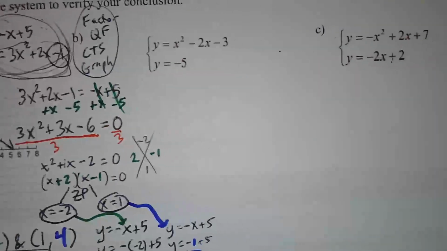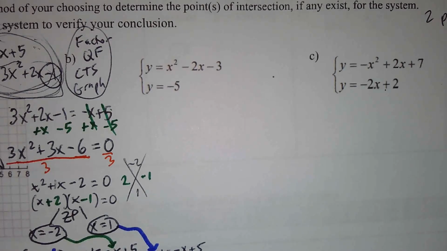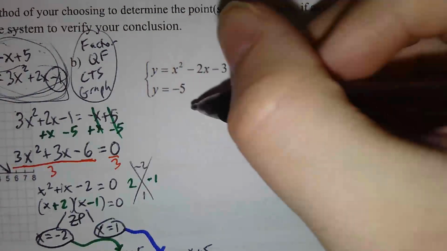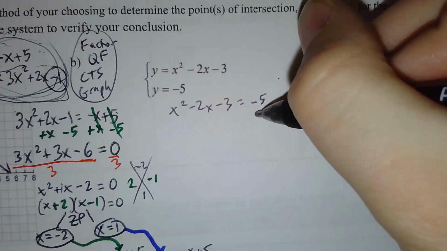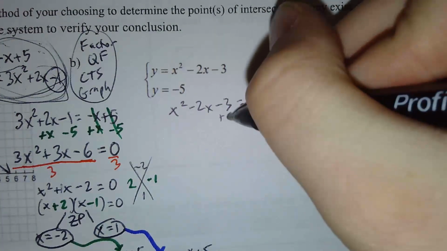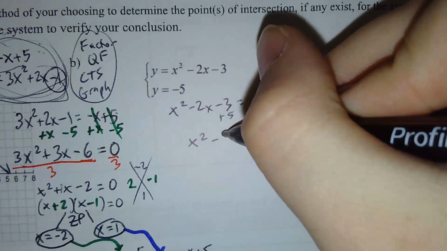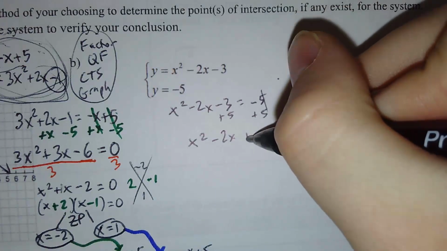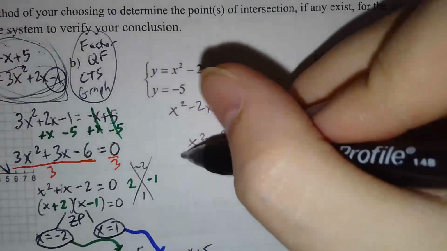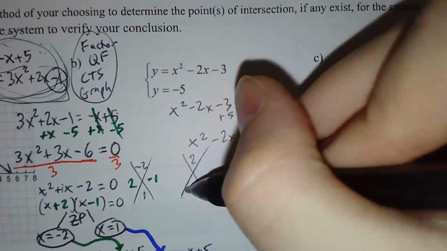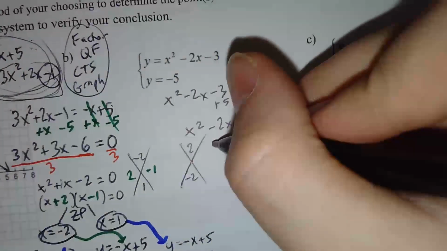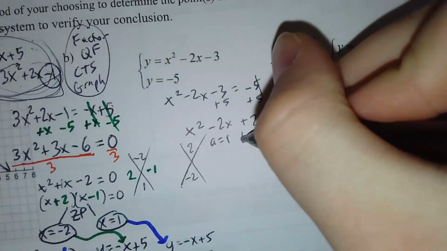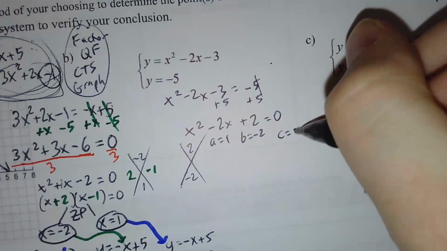Okay, the next problem is going to be problem 3b. For this one, I'm going to set them equal to each other. We have x squared minus 2x minus 3 equals -5. I will add 5 so that it's equal to 0. That gives me x squared minus 2x plus 2 equals 0. If you tried to factor this, it was not possible to factor. So instead we'd have to use the quadratic formula, where a is 1, b is -2, and c is +2.